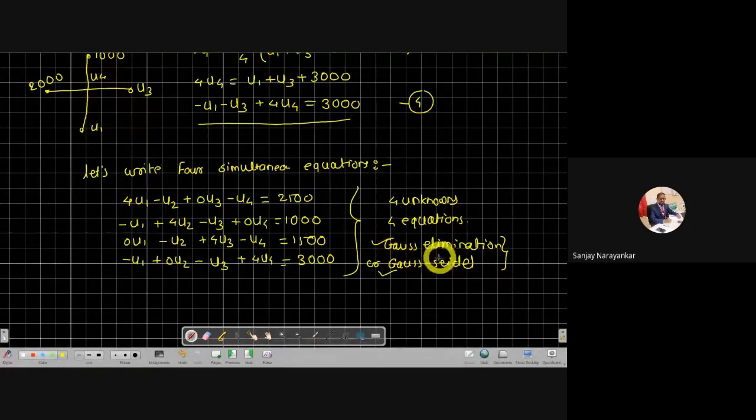But if you are using Gauss elimination, this is my personal opinion. Some books use Gauss elimination with partial pivoting. My recommendation is to go for Gauss-Seidel. It's a very easy method.